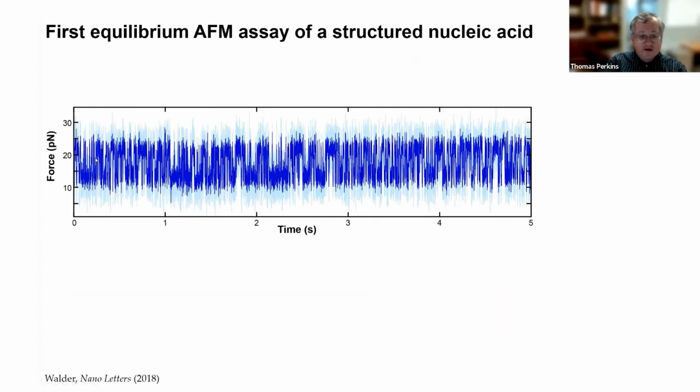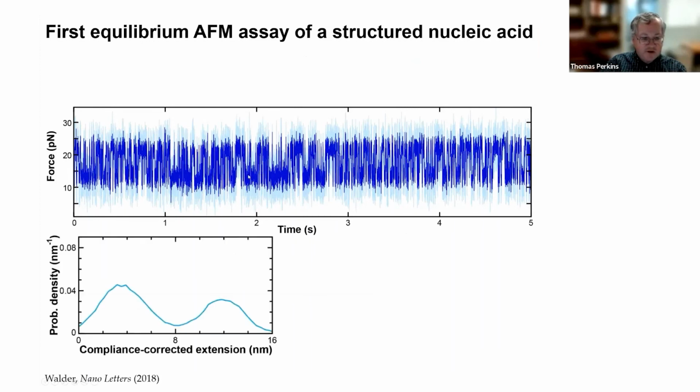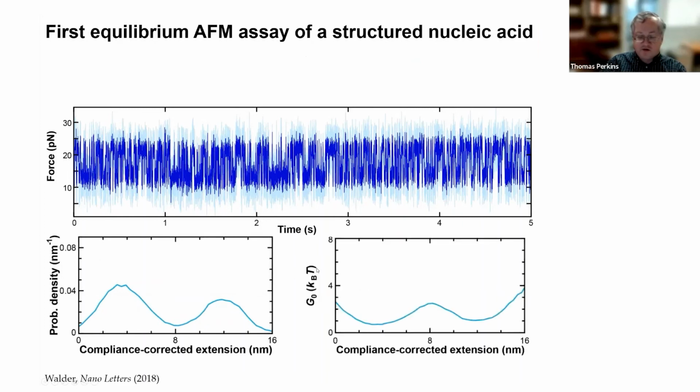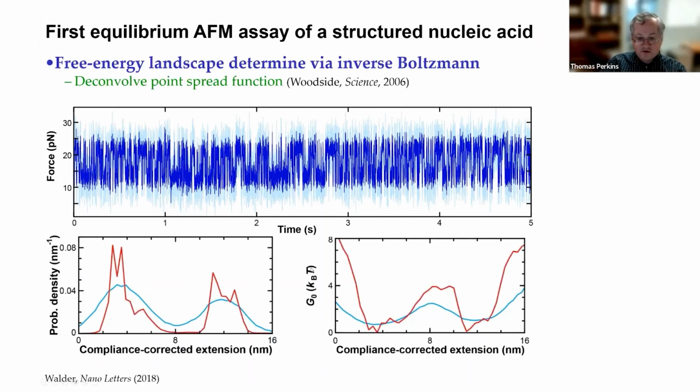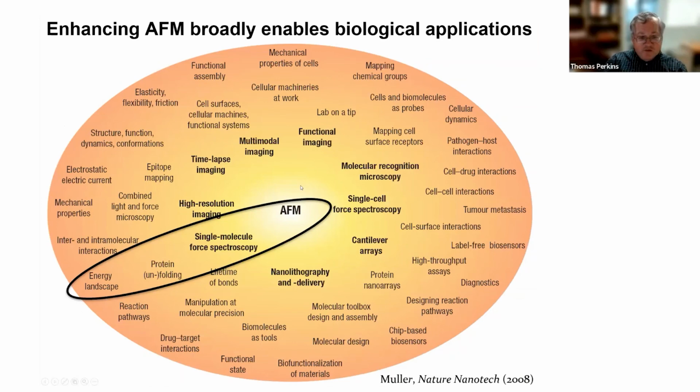And so finally, we can stop altogether and do equilibrium assays. The dynamics are fast, but you can actually resolve them. We can compute the probability distribution and use things like the inverse Boltzmann analysis to compute free energies. But what Michael Woodside has taught us is that we need to deconvolve the instrument. And when you do that, you get the classic asymmetric free energy landscape, but now for the first time derived in an AFM.